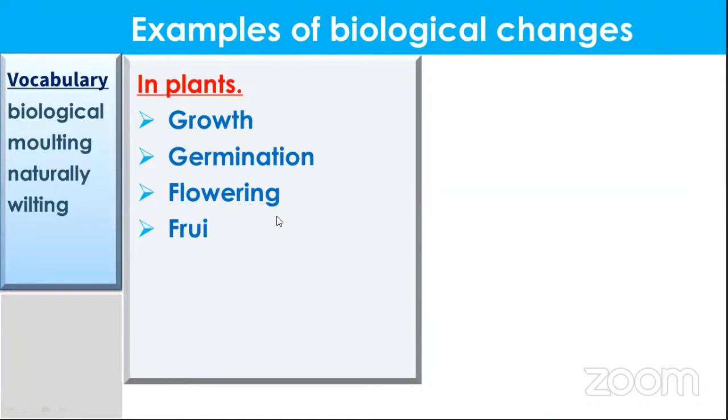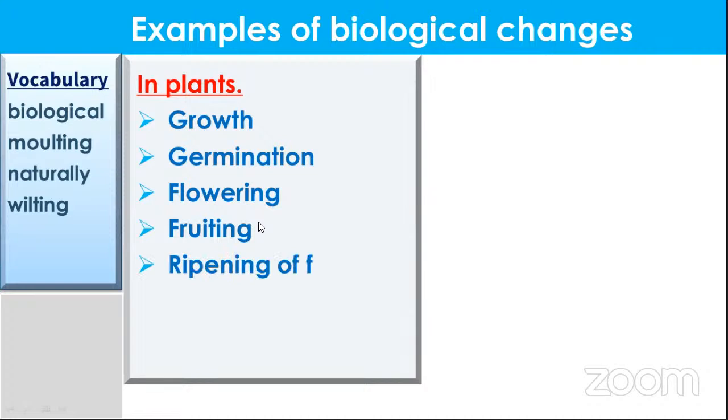Another one we have is fruiting, okay? After fertilization has taken place in plants, the ovary starts changing into fruits, and the ovules begin changing into seeds. That process we call fruiting. And that is a biological change.